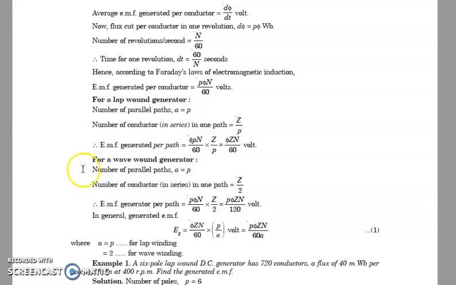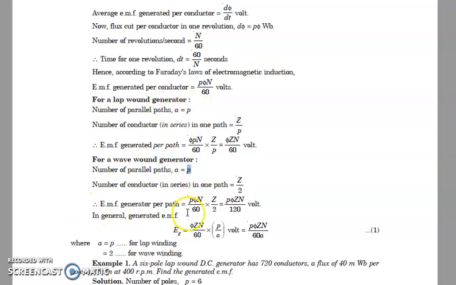Now for the wave wound generator, the condition is that the number of parallel paths A is equal to 2. Here it is mistakenly written, here it is 2. So the number of conductors in series in one path is equal to Z divided by 2. I am again repeating, here it is mistakenly written P, here it is 2, because for the wave wound generator A is always equal to 2 and for the lap wound generator A is equal to P.